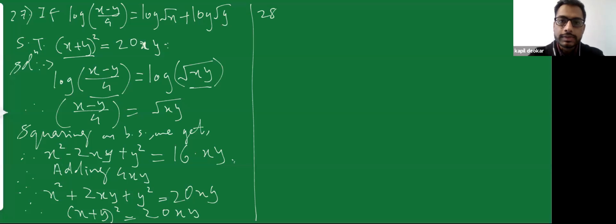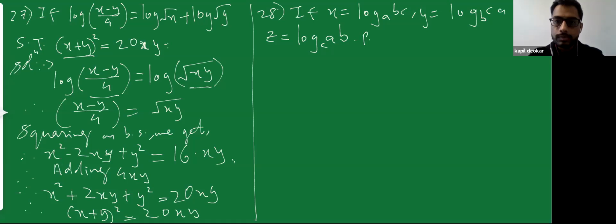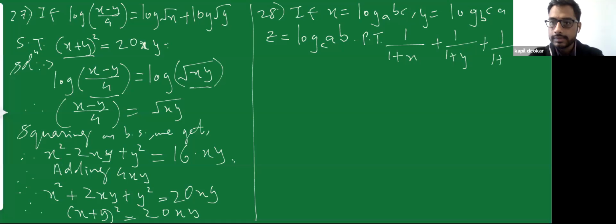Okay, let's see one more question. If x is given as log of bc to the base a, y is given as log of ca to the base b, z is given as log of ab to the base c, then I have to prove that 1 upon 1 plus x, plus 1 upon 1 plus y, plus 1 upon 1 plus z is equal to 1. Okay.